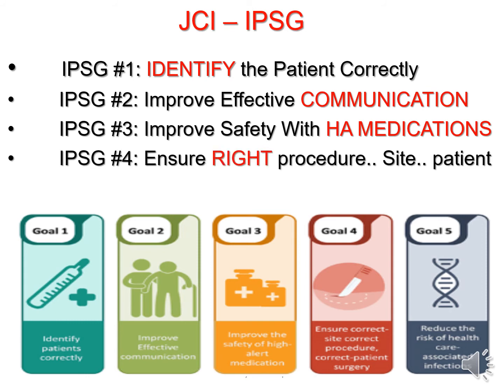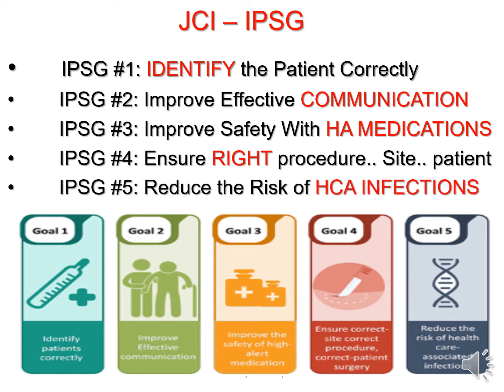Ensure the right procedure, site, patient. International Patient Safety Goal number 4. Well, make sure that the right patient is getting the right blood product in the right procedure. You're ensuring it's the right procedure and the right patient. And the 5th one, reduce the risk of healthcare associated infections, well, which could be related to the blood product: hepatitis, HIV, numerous other infestations.